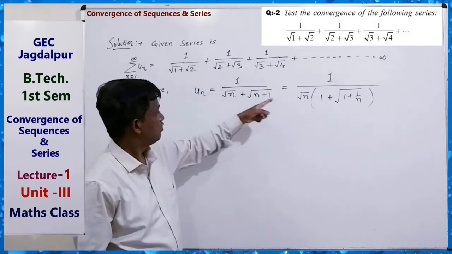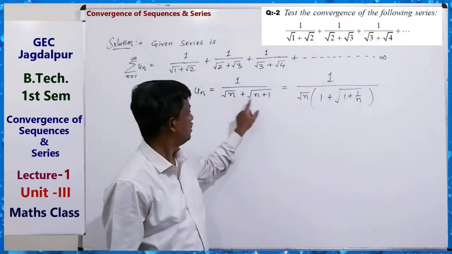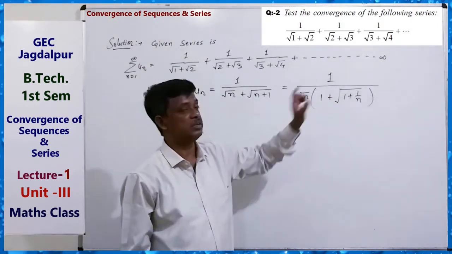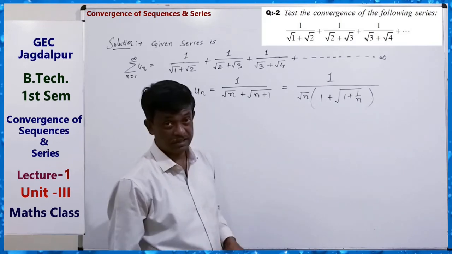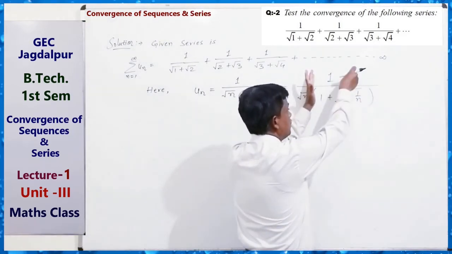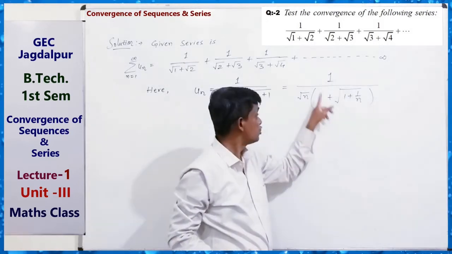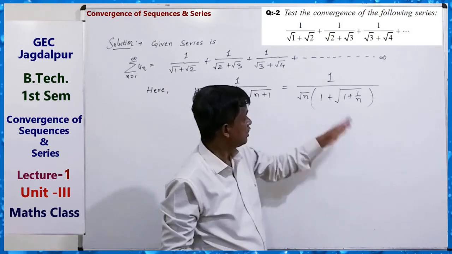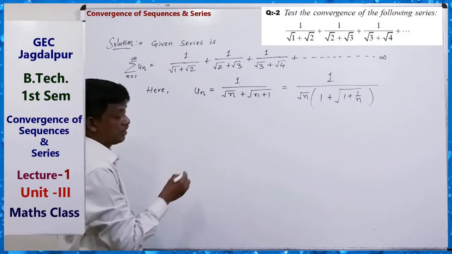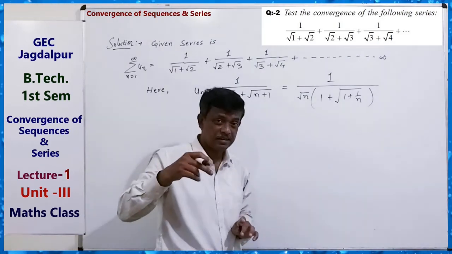So here we just take root n common from the denominator, so root n, 1 plus 1 by n. Now we see this 1 upon root n, and this series can be taken in the numerator and can be expressed as a binomial expansion. So the first term will be 1 by root n, and then another term can be obtained. So here we can take Vn equals 1 upon n to the power half.